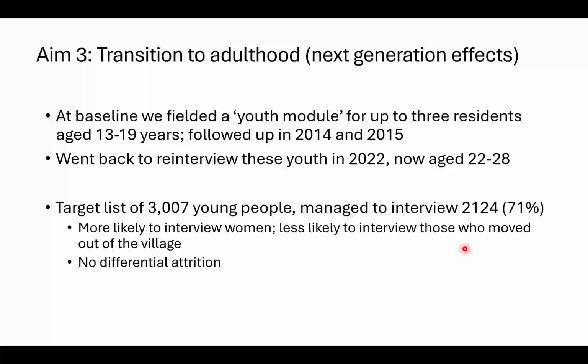So remember, for aim 3, the idea was, what are the next generation effects? What are the effects on the kids who are now young adults, right? The transition to adulthood. So at the baseline, way back in 2013, we fielded this youth module. We refer to it as the youth module, but essentially we picked up to 3 residents aged 13 to 19.